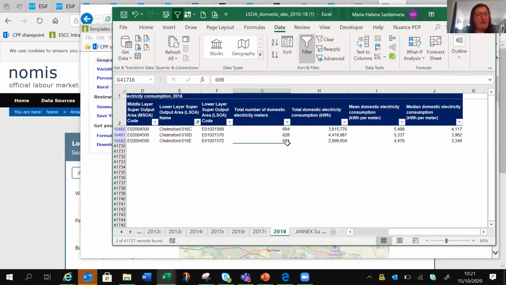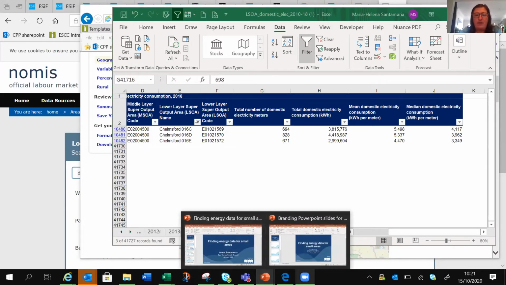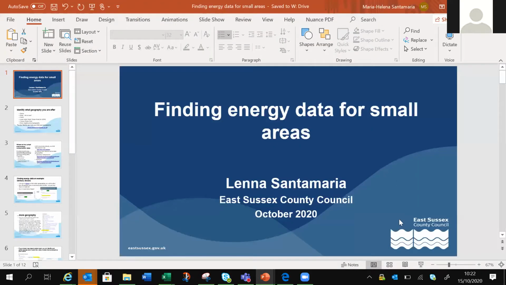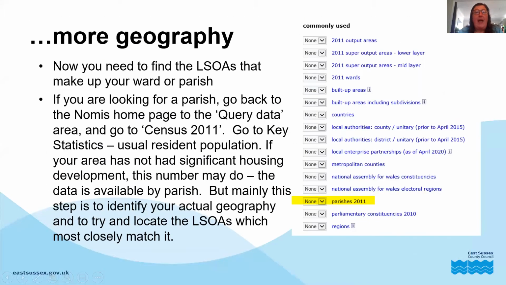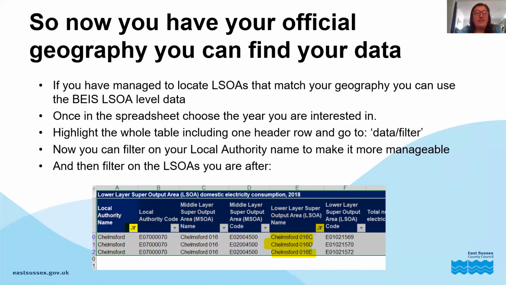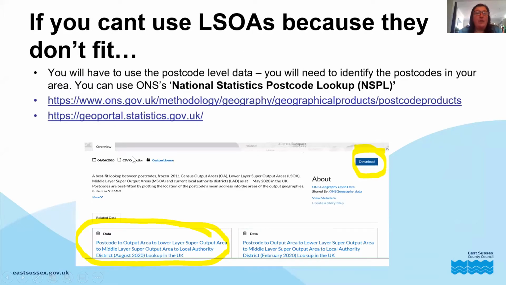So we now have found it. If we were looking for an output area, things would be a bit more unpleasant. I don't know what's happened to my... there we are. I can go back to my slideshow. So if you have got to the stage where you need to use output areas, then you are going to have to use this lovely thing, which is called the National Statistics Postcode Lookup.